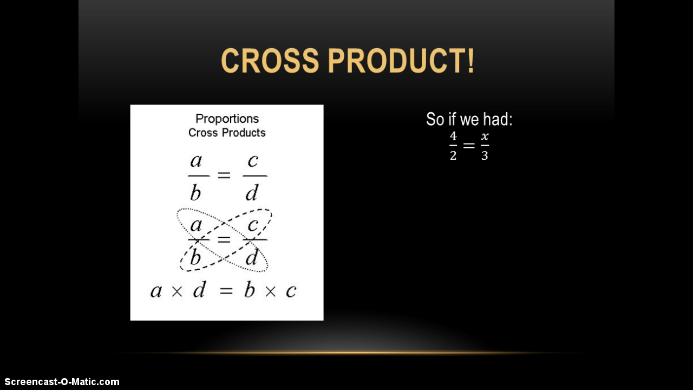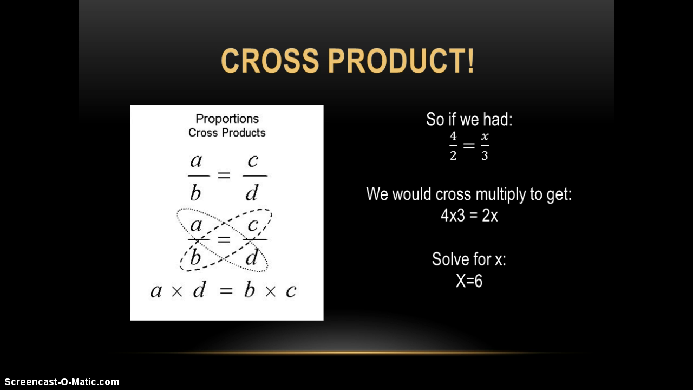So if we had 4 over 2 equals x over 3, we would cross multiply to get 4 times 3 equals 2x. And then solve for x, and x would equal 6.